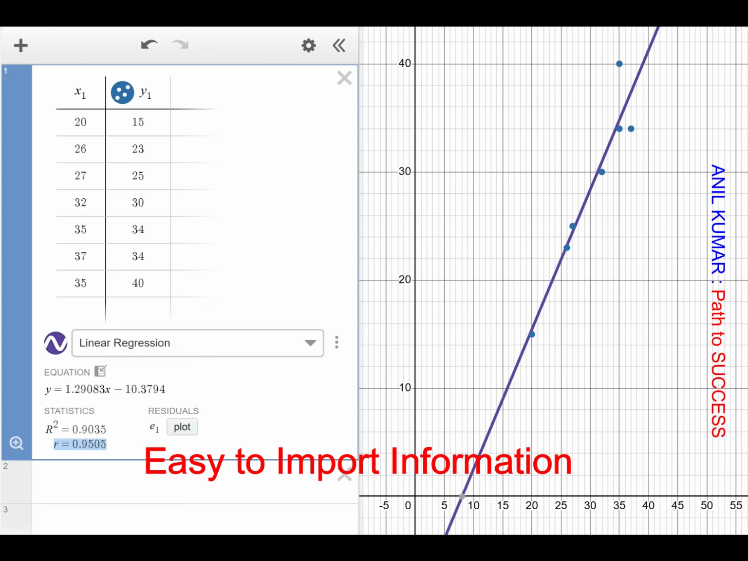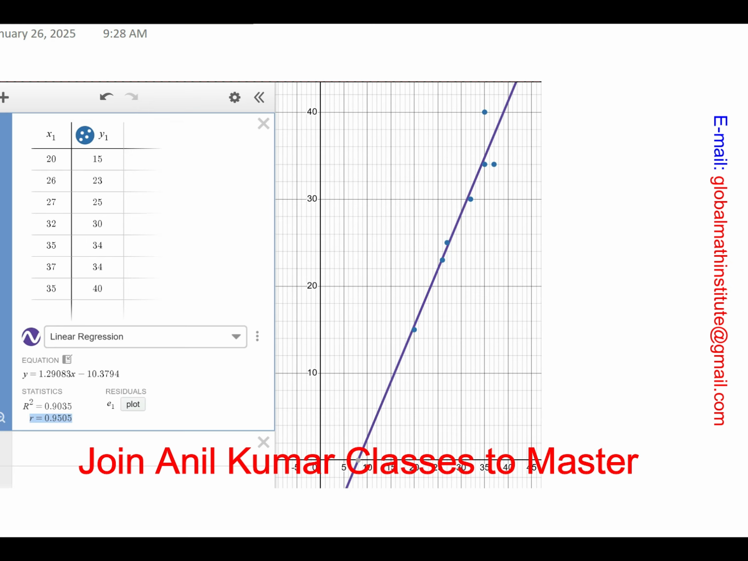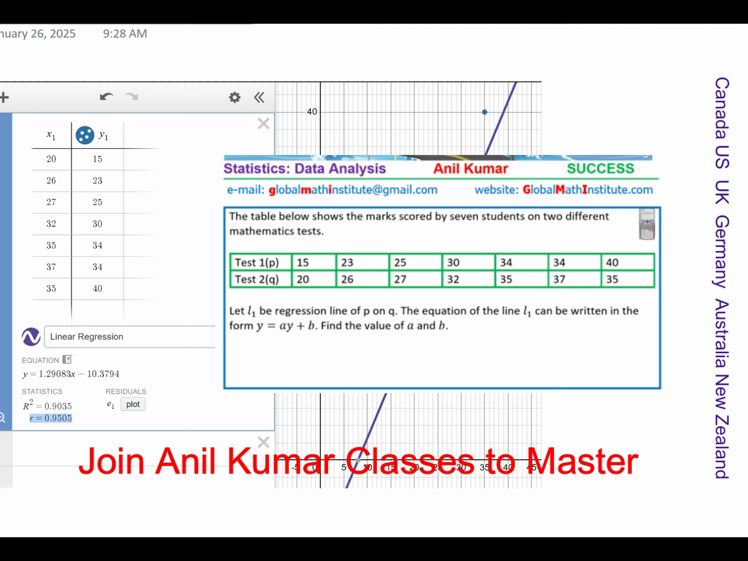So let's get back to the question. So here is the regression, the linear regression for the given information, which I have imported back into my program. And you can see that we do have the equation of the line. So as you can see here, we have imported this information from Desmos. It is extremely flexible, so you can use it and then get all the information into your document and share with others. It's absolutely free.